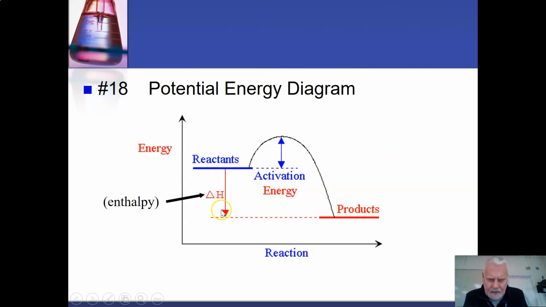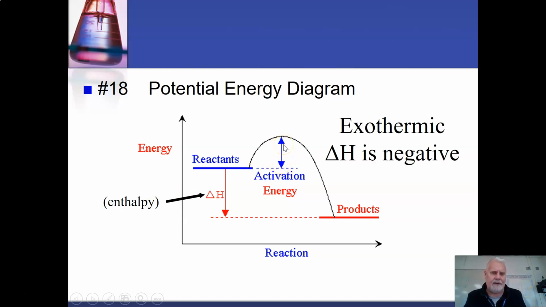So you can see we call this delta H, which means change in H. You can think of that as being heat. The fancy name for that is enthalpy. And the fancy name for the hill that you have to climb is the activation energy. A couple of other things. This is an exothermic reaction. These are at high energy. These are at low energy.